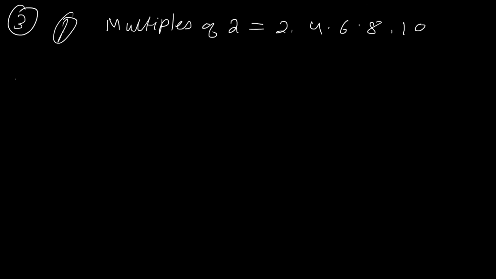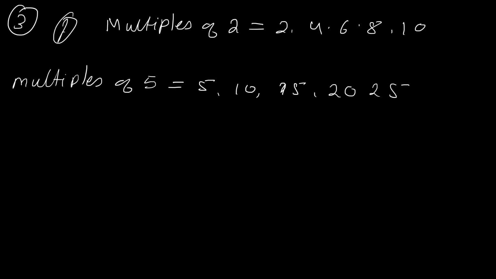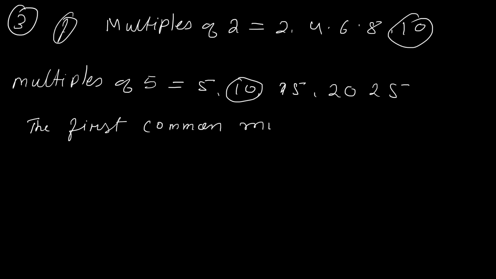So here, multiples of 5: 5, 10, 15, 20, 25. Now find out the common. Yes, this is the common, in the same way as LCM. So the first common multiple of 2 and 5 is 10.